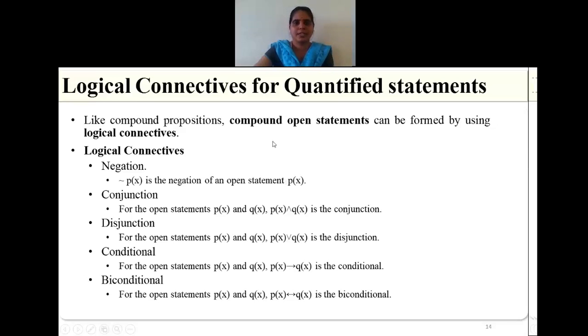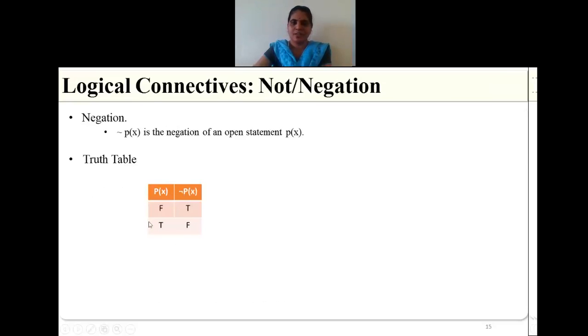Next is logical connectives for quantified statements. As in the case of compound open statements, they can be formed by using logical connectives. Here also we can form compound open statements by using logical connectives. Such logical connectives are similar to normal proposition connectives like negation, conjunction, disjunction, conditional and biconditional. We can have a similar truth table here also. The negation of P of x is denoted by this. In the truth table, if P of x is true, then negation of P of x is false. If P of x is false, negation of P of x is true.